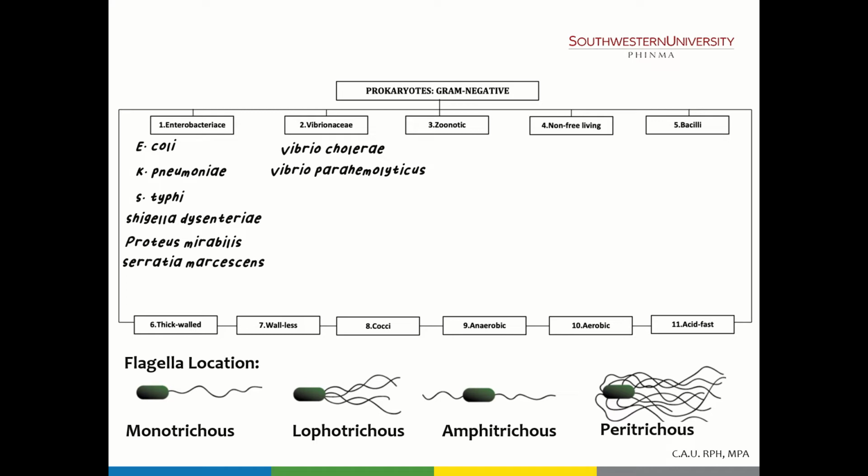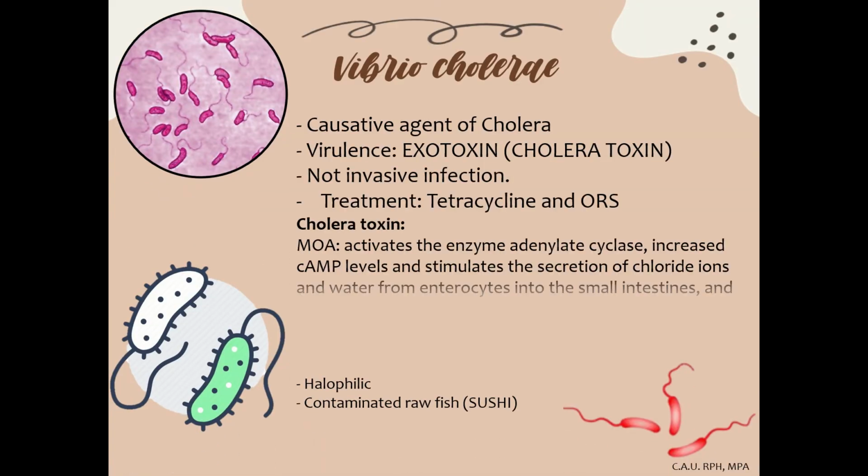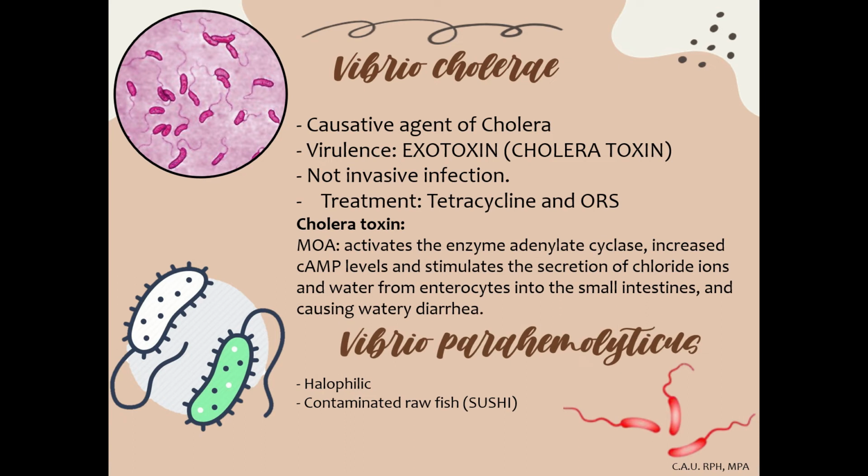First is Vibrio cholerae and Vibrio parahaemolyticus. These two bacteria have a monotrichous flagellum. Since this is a monotrichous flagellum, we are expecting that they only have one flagellum at their end. Vibrio cholerae is the causative agent of cholera and is considered a non-invasive infection. So these bacteria are believed to not spread to internal organs and other parts of the body. Non-invasive infection means they cannot spread out.